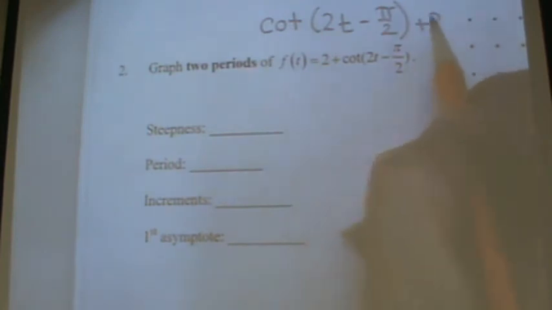Easy? Okay, do another one. What's wrong with this problem? It's out of order. It should read cotangent 2t minus pi over 2 plus 2. This is a vertical shift 2 up. That's what that plus 2 was right there. So tell me, what's the steepness on this one? 1. Good, 1. How do you find the period?